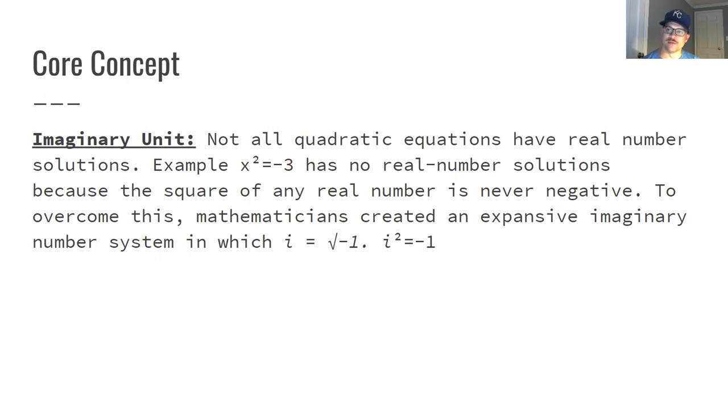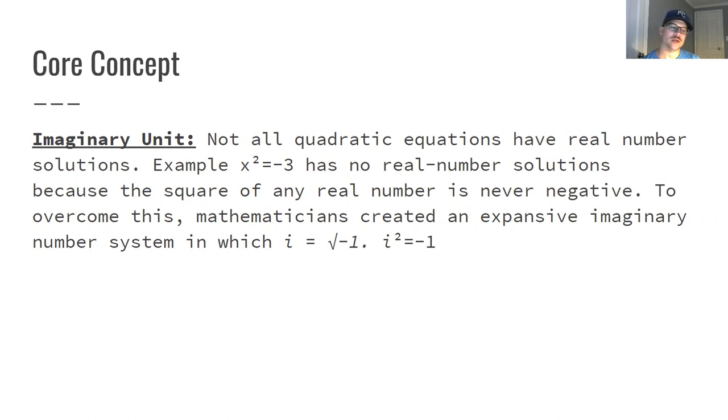The way that you would solve this is by taking the square root of both sides, and the square root of -3 does not exist. You cannot ever take the square root of a negative number and get a real number solution, because you can't square something and be negative. So to overcome this, mathematicians created an imaginary number system where i is equal to the square root of -1, and then when you square both sides, i squared is equal to -1.